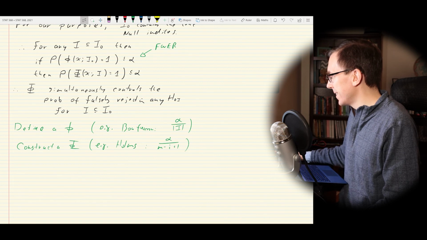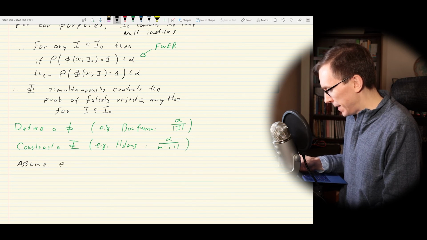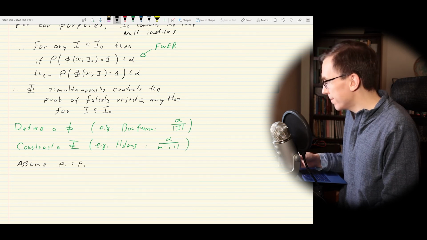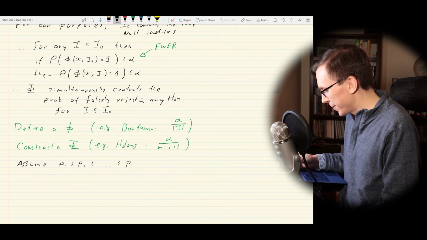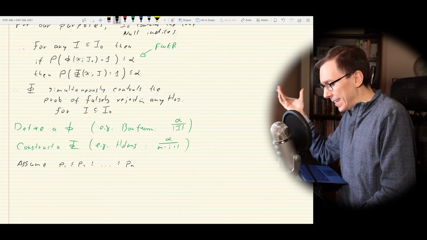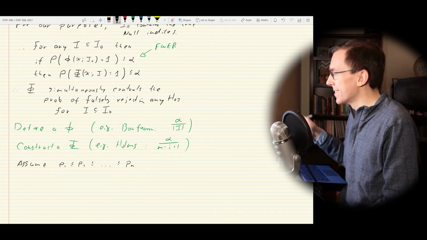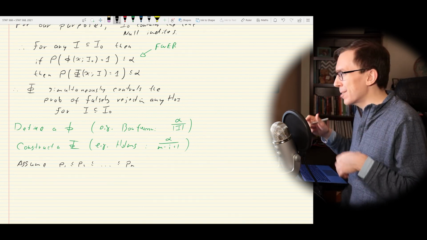So, for convenience, let's assume that P1 is less than or equal to P2, even though they're never going to be equal for continuous, I guess. Let's assume we have that set up. I'm just going to drop the parentheses because it gets kind of annoying to include parentheses everywhere.